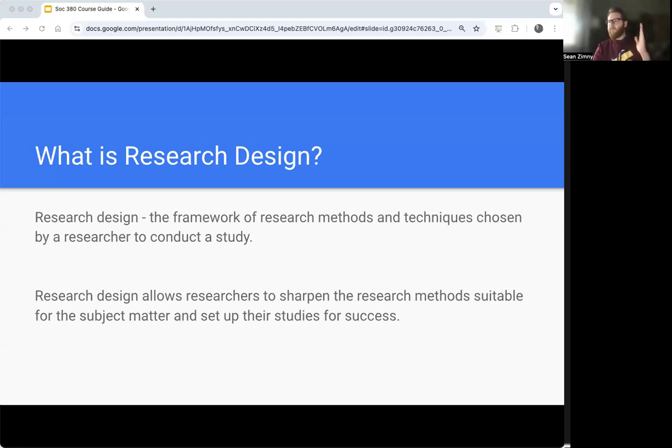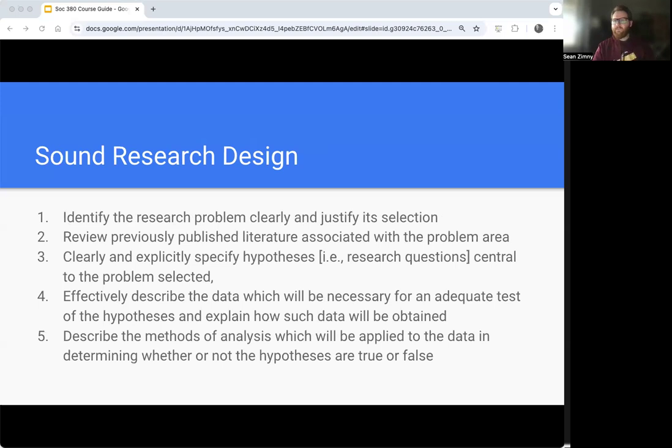And it has to be suitable for the question you're trying to answer. And sound research design is so critical. So this is what goes into sound research design. You're identifying a research problem clearly and justifying its selection. You're reviewing previously published literature. You're clearly and explicitly specifying your hypotheses and research questions that are central to your problem area. And then you're also effectively describing the data, which will be necessary for an adequate test of the hypotheses.